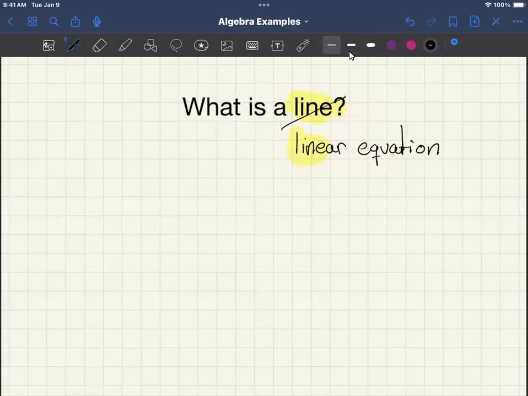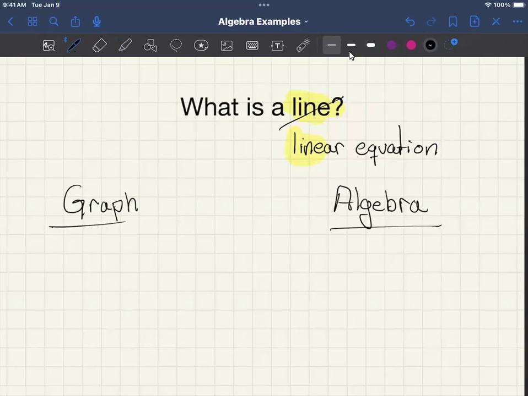Now, there are two ways to think about a linear equation or a line. One way is graphing, and one way is algebra. These are the two biggies that we have in math: the graph and the algebra. When it comes to the graph, let's start by putting up an XY coordinate system. We'll just put something simple down there. I'm going to label my x-axis and my y-axis.